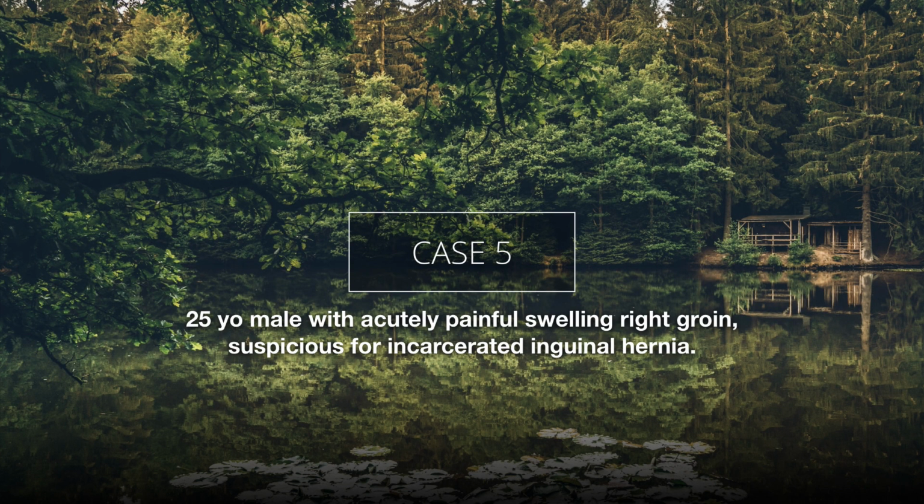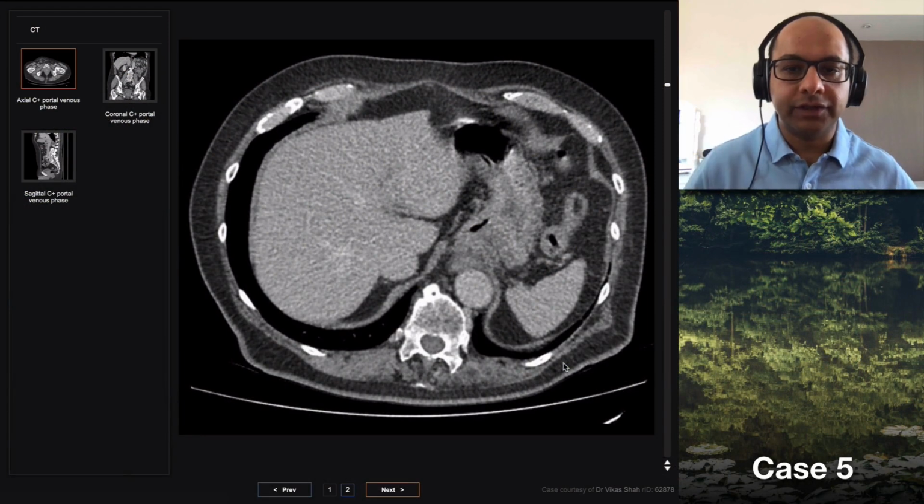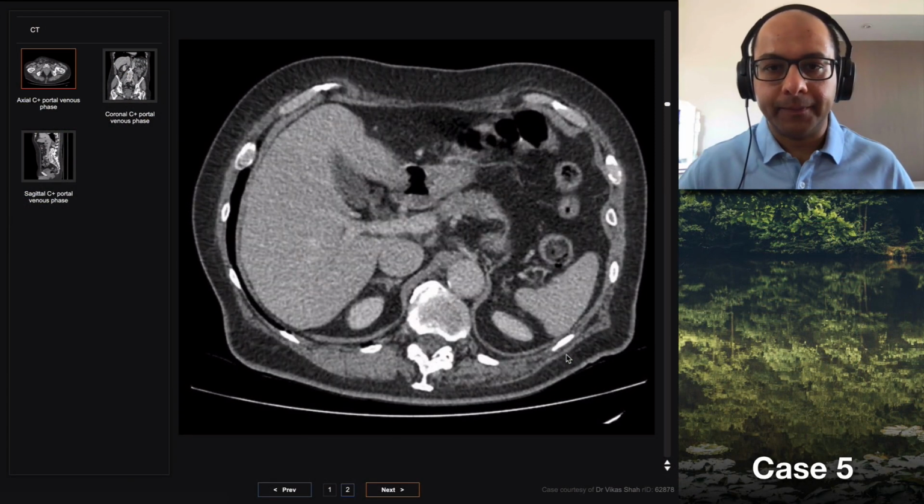Case 5 is a 25-year-old male with an acutely painful swelling in his right groin. So suspicious for an incarcerated inguinal hernia. They want a CT just to confirm if that's the case. So why don't you talk us through what you've seen? So start by looking at the axial slices.